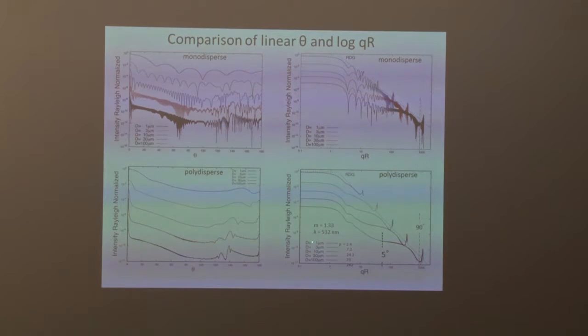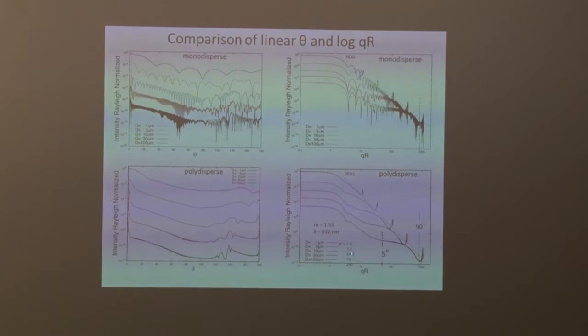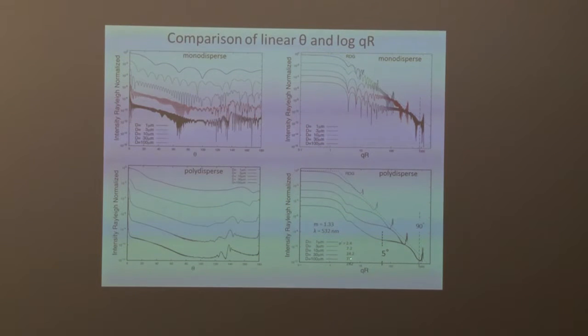To be practical, I'm using diameters instead of any rho primes or any size parameters. So here's 1 to 100 microns. I did put rho prime over here, though, just to keep track. And in fact, this is for water, 1.33 and green light. So there we go. And the first thing you notice is look where 5 degrees is.